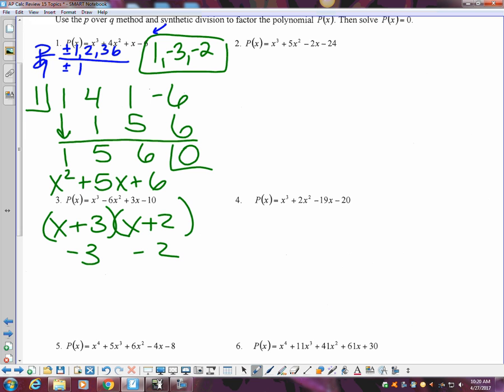Now, you can write whichever way you want to go. You want to go synthetic all the way down. You want to go to its quadratic and then go factor it. That's fine too. Either one is fine.